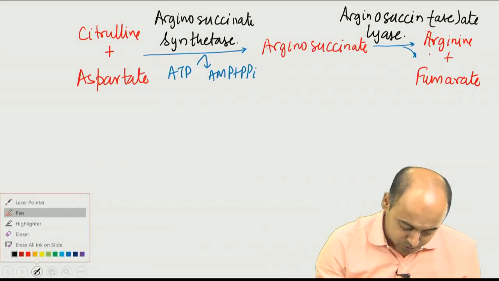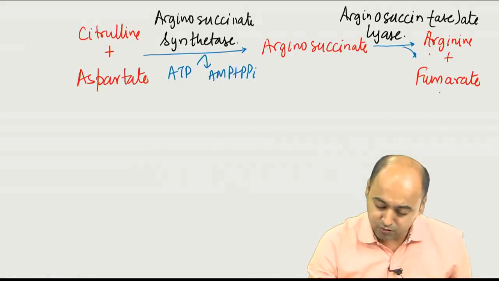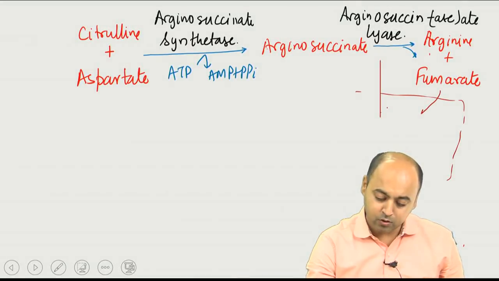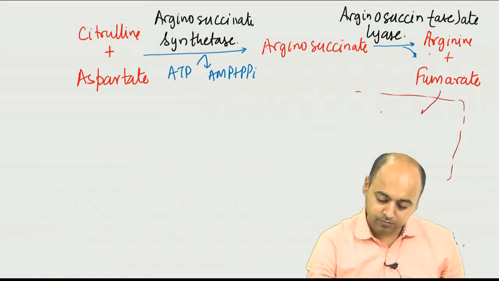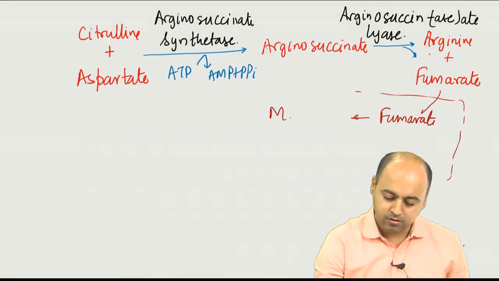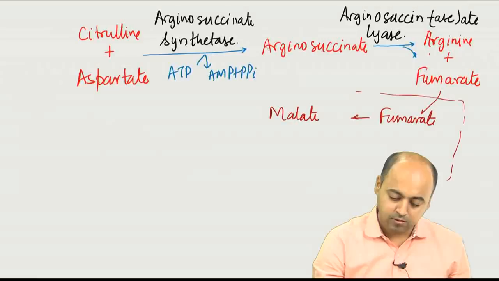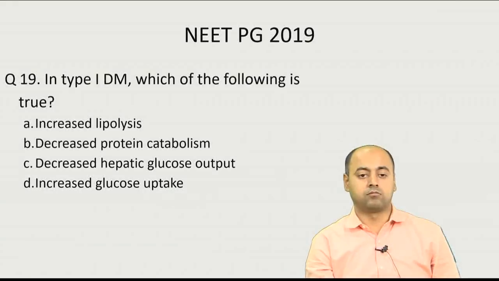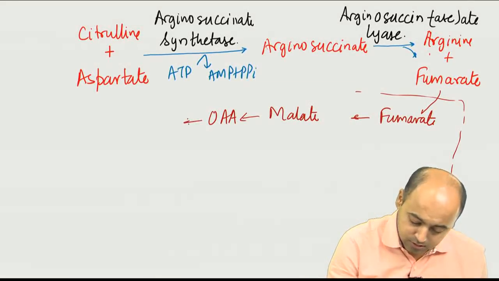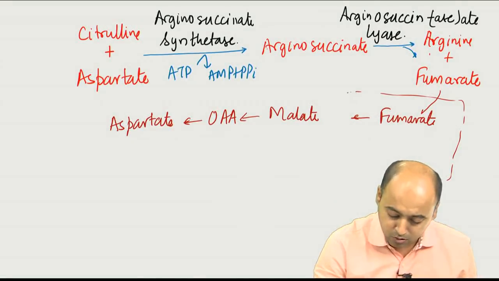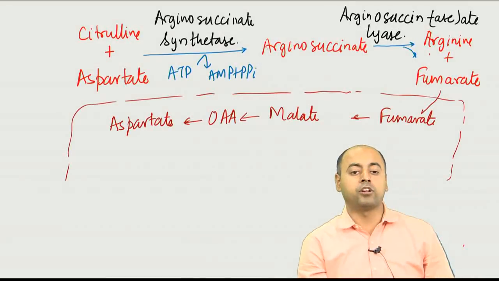Now the fumarate which is formed enters the mitochondria. In the mitochondria, the fumarate is first converted to malate. The malate is then converted into oxaloacetate. The oxaloacetate is transaminated to give us aspartate. Remember, all this is occurring inside the mitochondria.